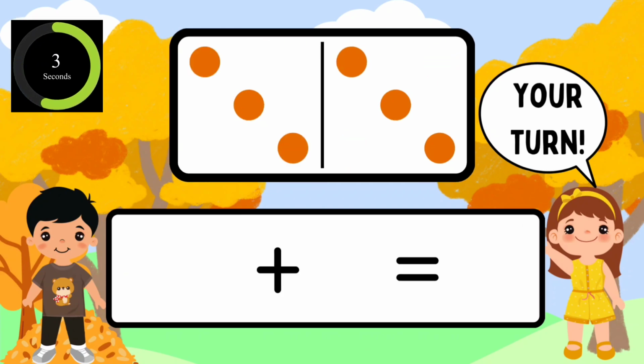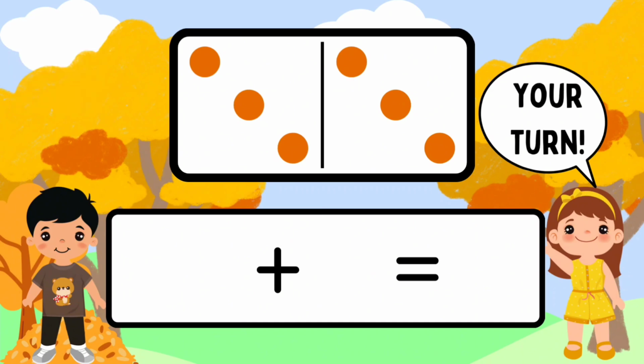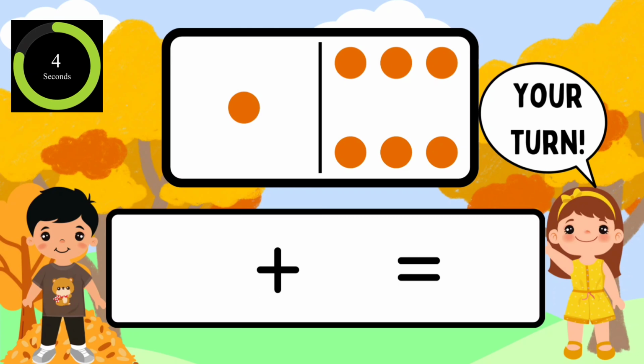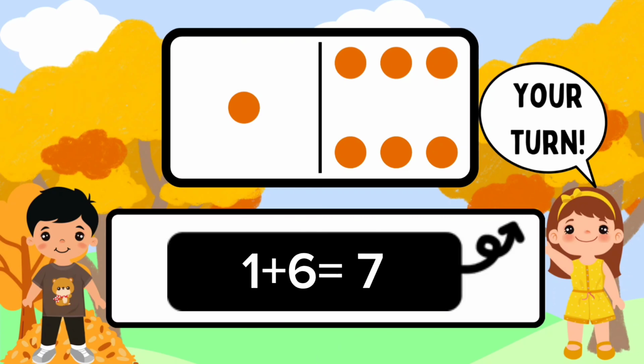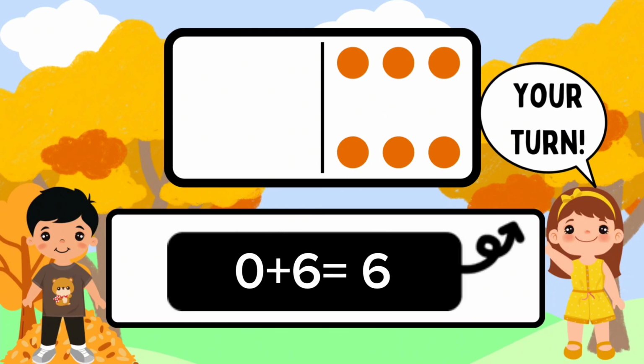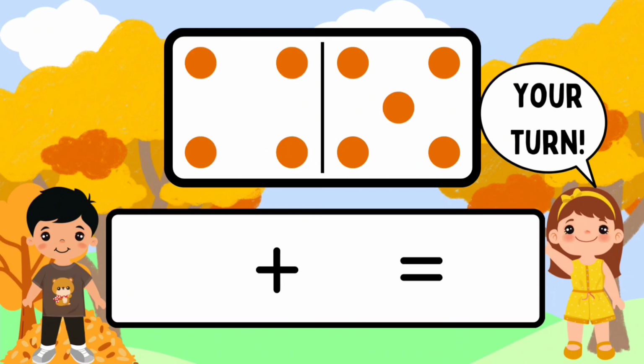Now in that slide, how many points do you see? 3 plus 3 equals 6. In this slide, can you see the number? 1 plus 6 equals 7. In this, the answer is 0 plus 6 equals 6.